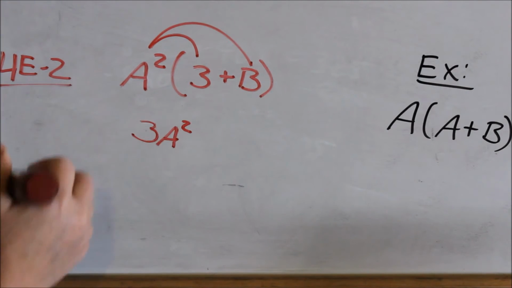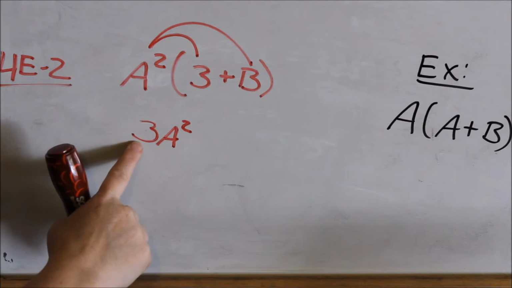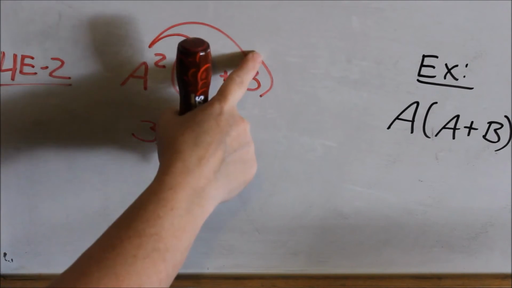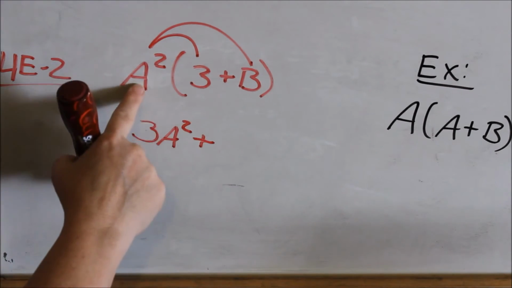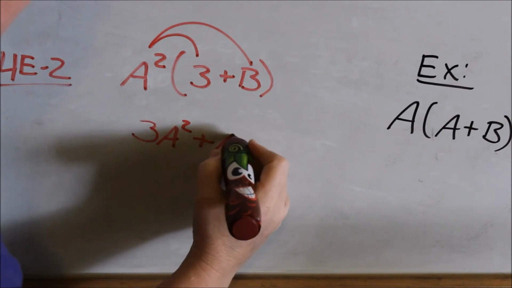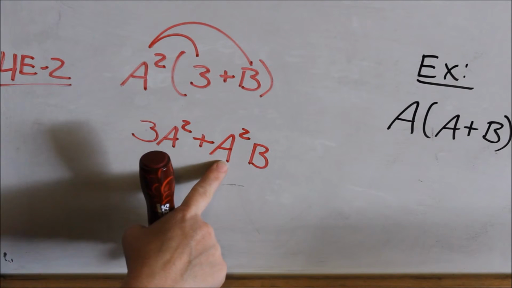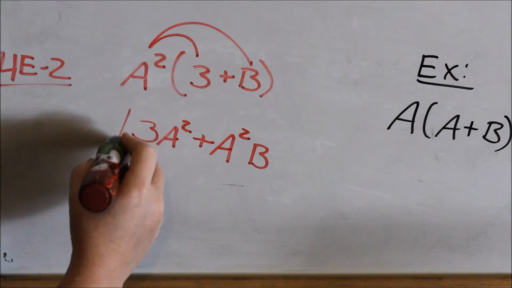Put your number out in front. Your coefficients go in front of your letters. 3a squared implies 3 times a squared. Now multiply your a squared times b. It's a positive. A positive times a positive is a positive. A squared times b would just be a squared b. Write them in alphabetical order. A squared b implies a squared times b, and that's how you would write it.